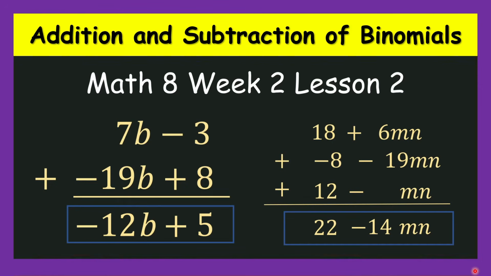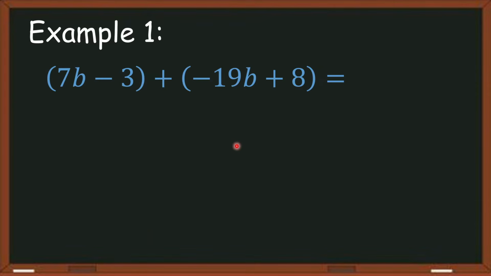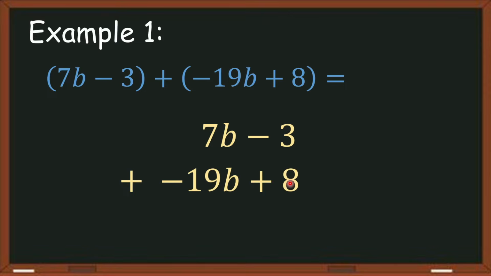Magandang buhay! Sa video na ito ay tuturuan ko kayo about addition and subtraction of binomials. Example number 1. So, i-add natin itong dalawang binomial na ito. So, para mas madali natin siyang masagutan, i-rewrite lang natin dito sa ilalim. So, 7b minus 3, ito lang rin yun. And then, i-add natin itong negative 19b plus 8, dito lang natin ilagay sa ilalim.